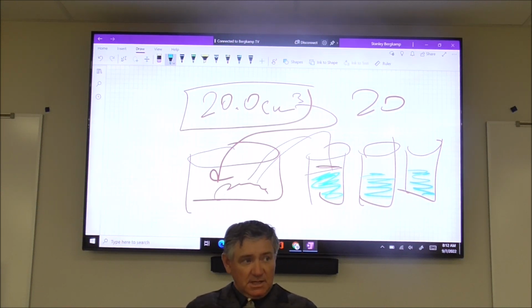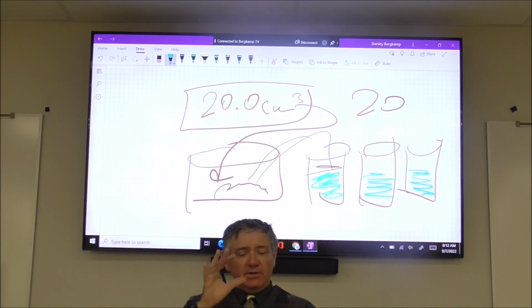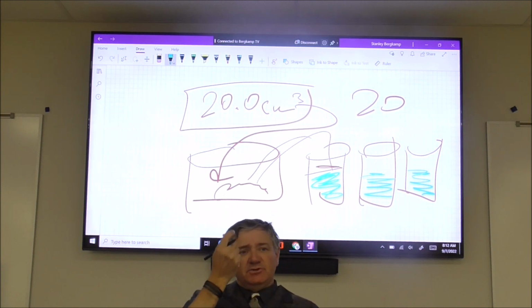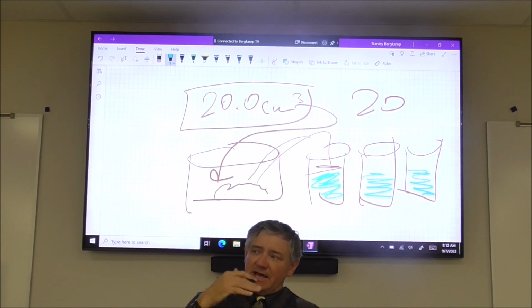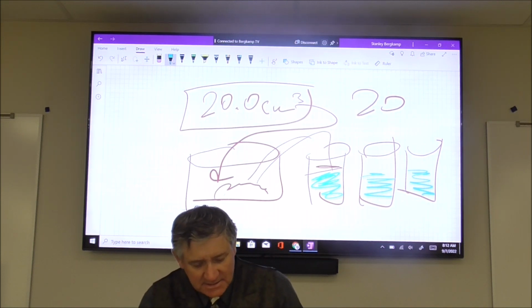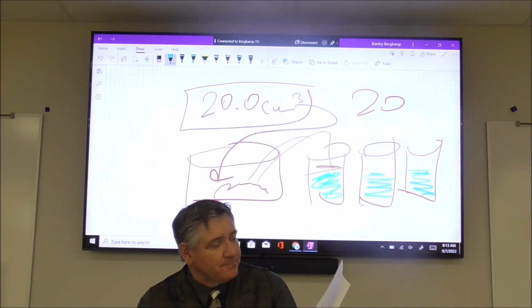Once you get them mixed up, here's what you're going to do. You're going to bring those up to me, and you want to wipe off the outside of the cuvette, mainly because you don't want fingerprints on the outside of it or any distortion, because that affects the light that goes through. So on the back side of this, here's the data table that you need to fill out.